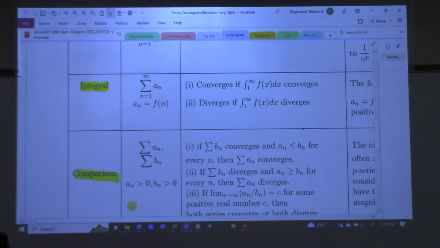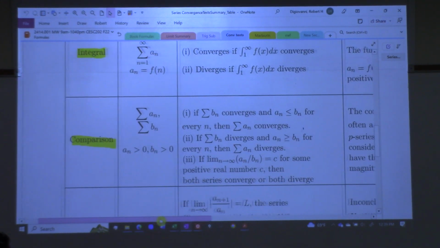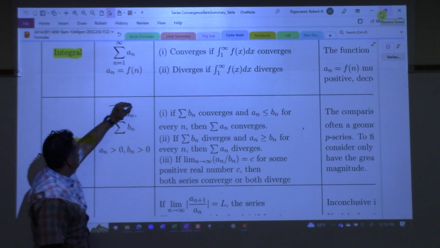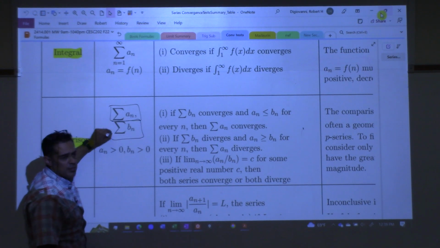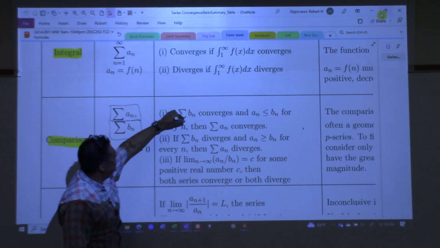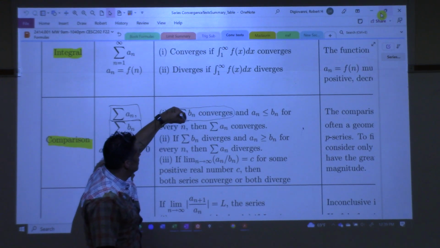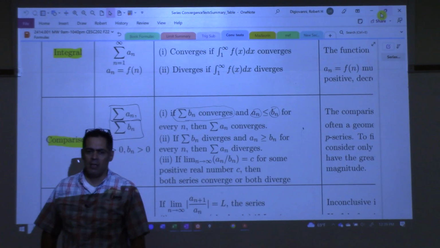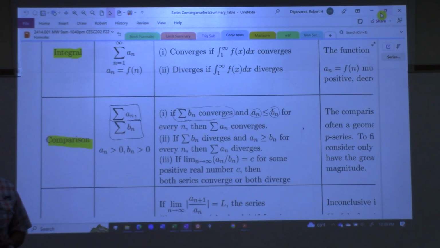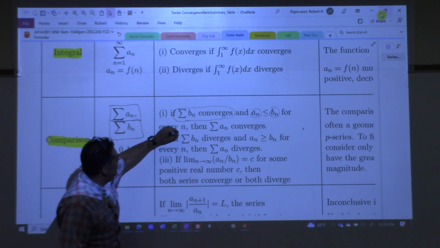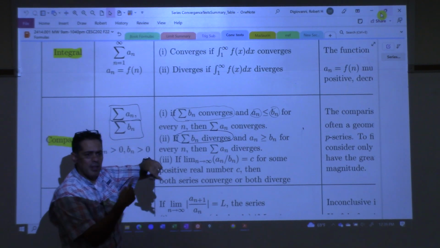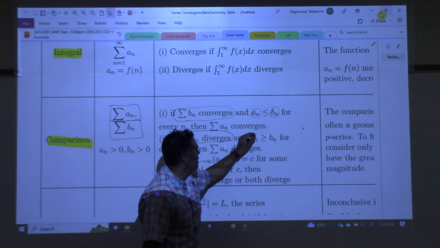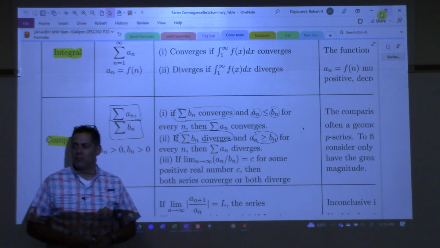Then you have the comparison test. Comparison test says you have the thing you're starting with and the thing you're comparing it to. Let's say the thing you're comparing it to converges. Then you have to show that the a sub n's stay less than or equal to the b sub n's. As long as that holds, they'll both converge. Now, if the b sub n thing diverges, then you have to show the inequality the other way around: that the a sub n's are bigger than the b sub n's, and then they both diverge.